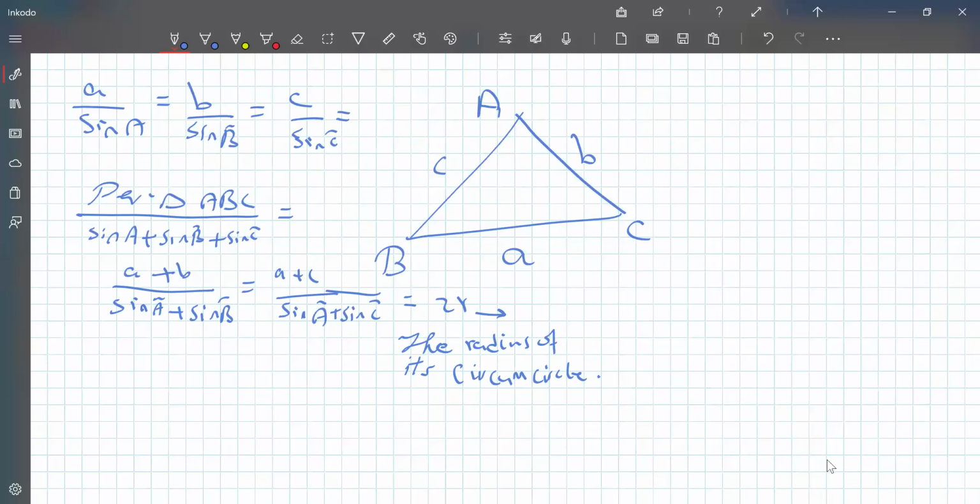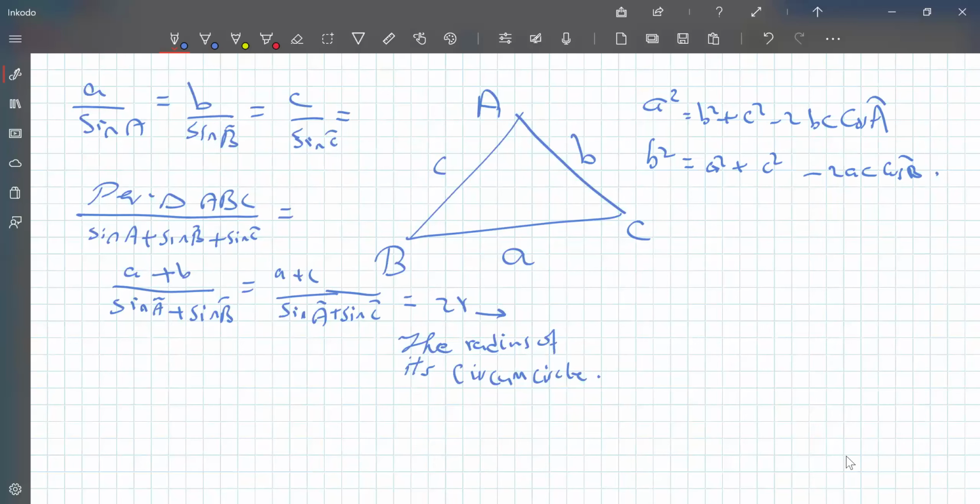بالنسبه بقى للكوساين رول، الكوساين رول كانت بتقول مثلا انا هجيب السايد لينكس A squared equals B squared plus C squared minus 2BC cosine A. طيب B squared equals هيبقى أكيد A squared plus C squared minus 2AC cosine B.